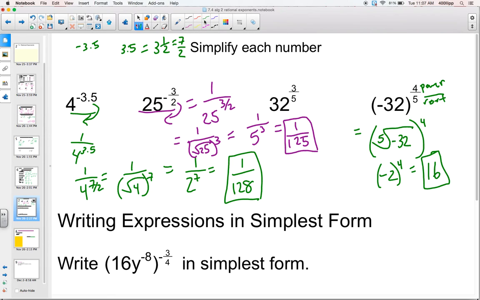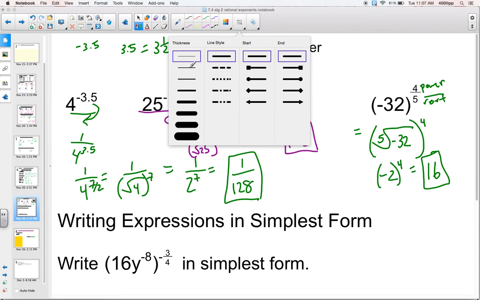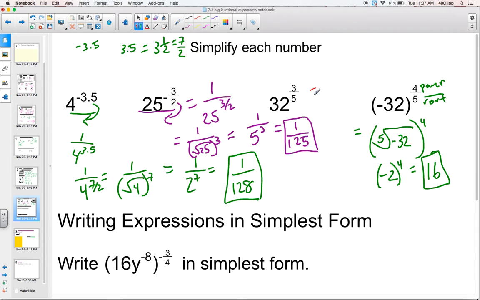Okay, and then this one right here, we do power over root again. My power is 3, the root is 5, so this is the 5th root of 32. And the power is a 3, because power over root. So the 5th root of 32 is a 2, and then we have to cube that. 2 cubed is 8. There we go.